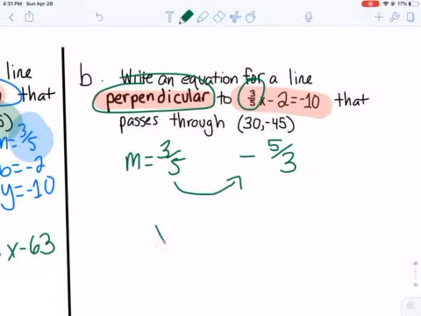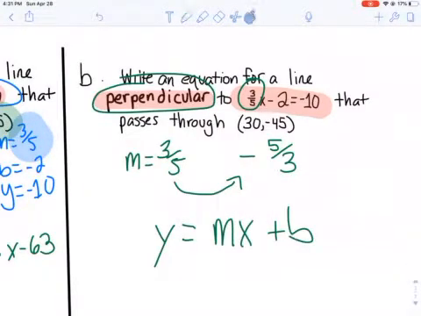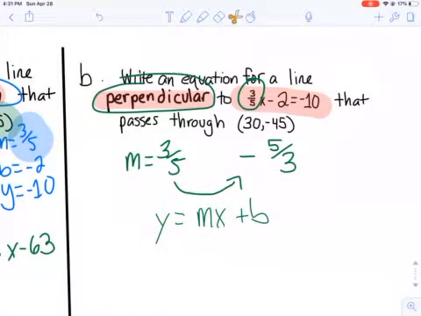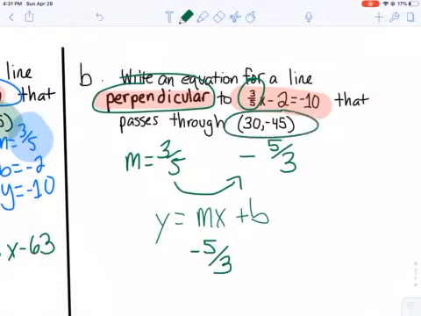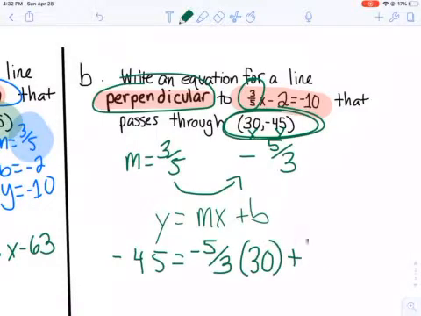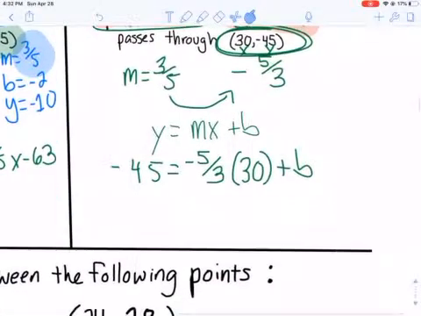So now I want an equation in slope-intercept form, y equals mx plus b. Start plugging in what I know about this new line. I know this perpendicular line is going to have a slope of negative 5/3. Again, just like before, they give us a coordinate, but that coordinate is not my y-intercept. I don't know what b is. However, I can plug in my y, negative 45 here. I can plug in my x here of 30. And now I'm going to solve for my y-intercept b.